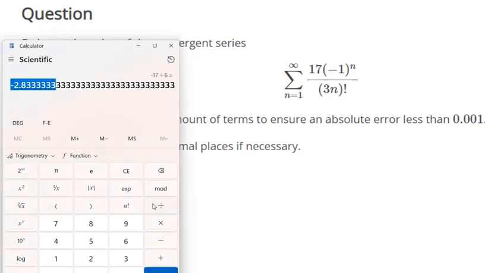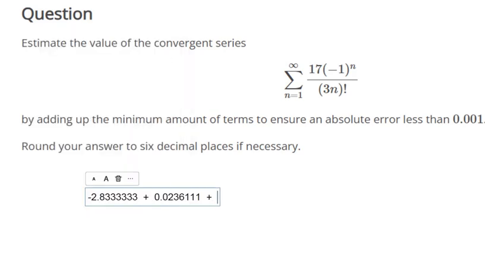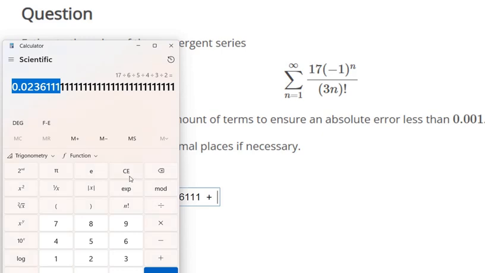Now we do n equals 2. So in the numerator, negative 1 squared is going to be positive. So this is positive 17. 3 times 2 is 6. So it's going to be 6, divide 5, divide 4, divide 3, divide 2. So there's our next term. It's getting pretty small pretty fast because that denominator is a factorial.